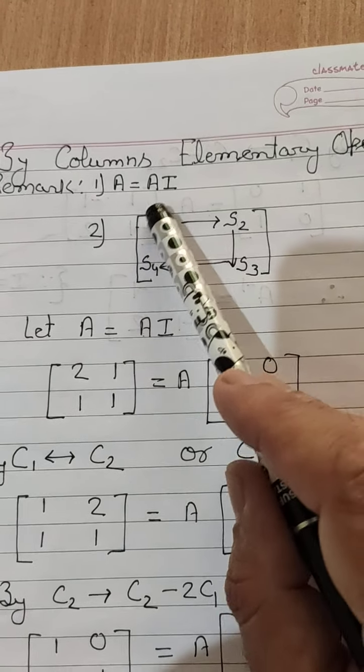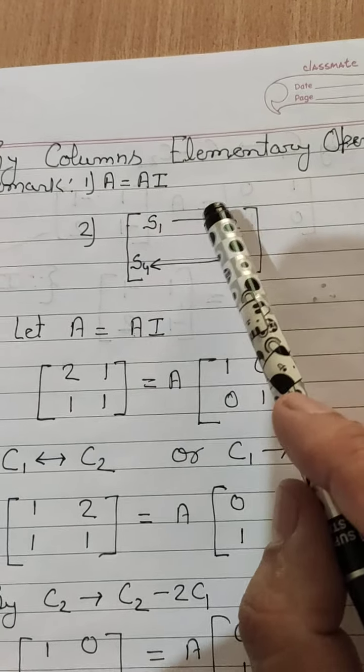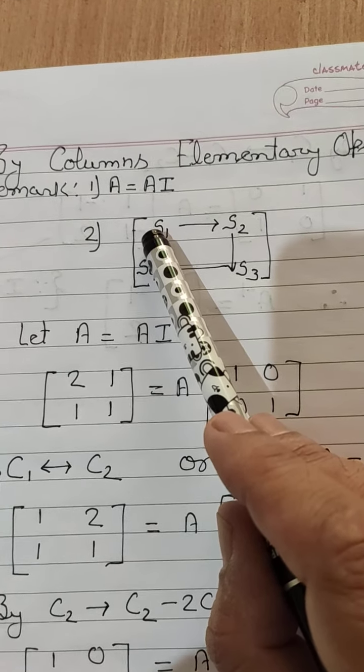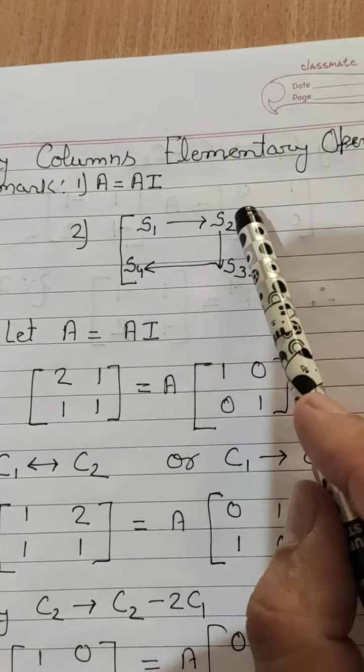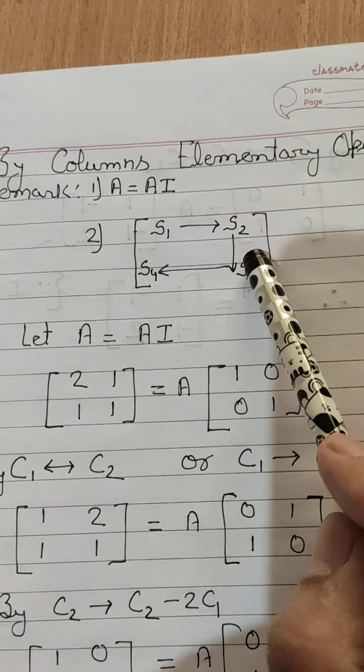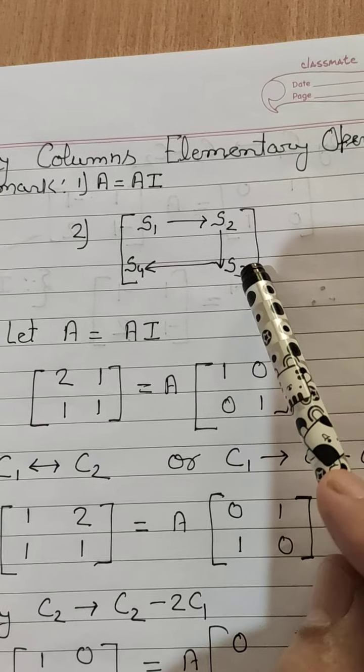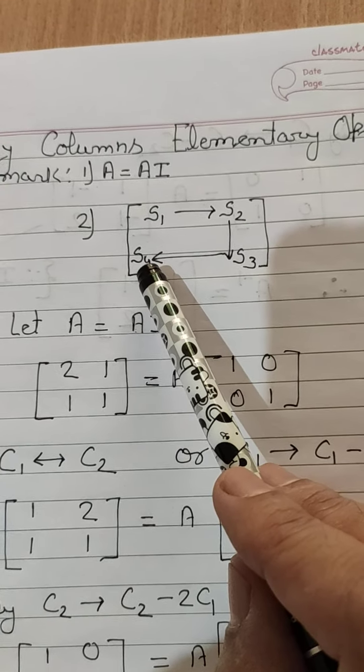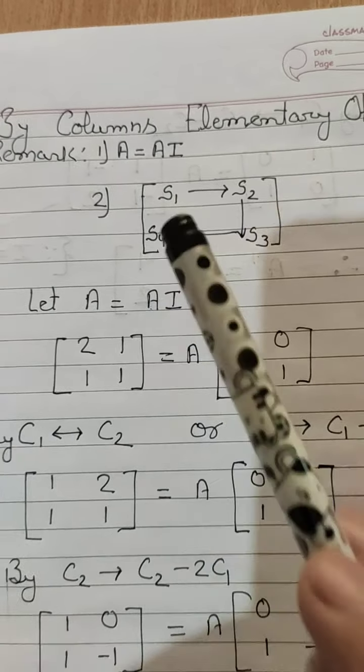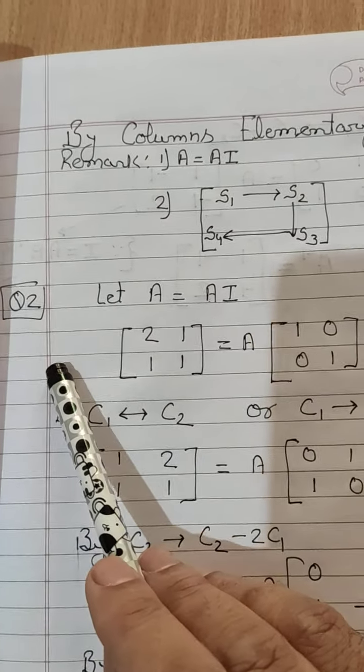This is our first step, that is A11 we have to change into 1. Then we will approach in the row direction. Then this we will change, that is A12, and then we will change A22, and then lastly we will change A21. So let us apply it in question number two only.